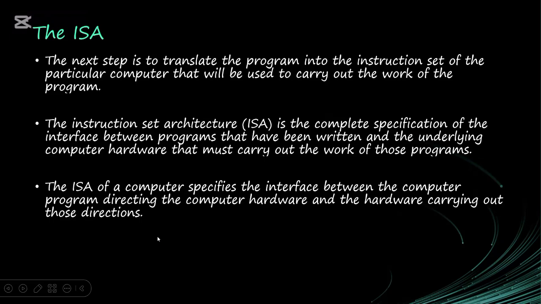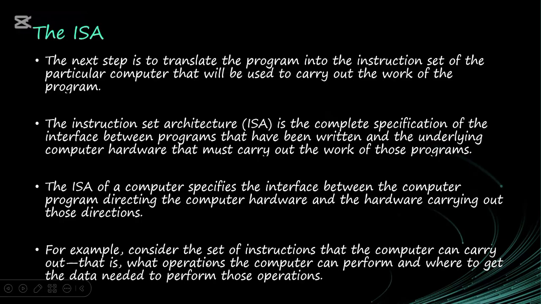The instruction set architecture of a computer specifies the interface between the computer program, which is the one that you as a programmer wrote, that directs the computer hardware, and the hardware that is carrying out these instructions. Remember, you as the programmer will write these instructions, a computer program that will direct the computer on what to do. The hardware is the one that will carry out these instructions and perform these operations. So the instruction set architecture is like an interface between you, the program that you have written, and the hardware that will carry out those instructions. Okay, so for example, consider the set of instructions that a computer can carry out.